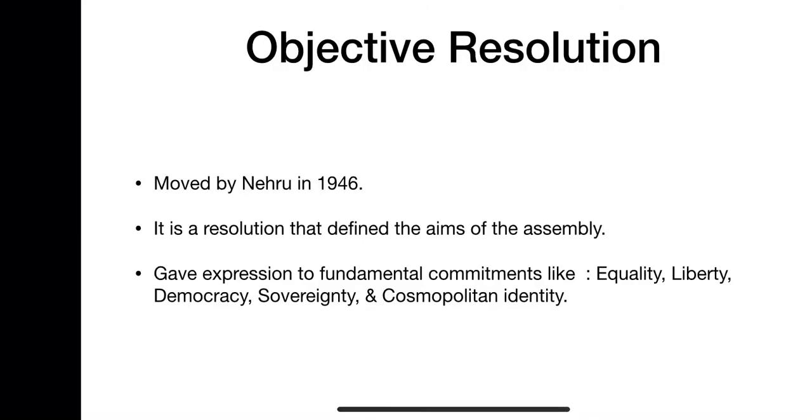So our Indian Constitution had a long history. It was formed under a lot of pressure. It was also based on the historical nationalist movement and Indian circumstances. So during the formation of Indian Constitution, it was also incorporated with the values of the objective resolution. This resolution was an idea moved by Nehru in the year 1946. It is a resolution that defined the aims of the assembly. It also gave expression to fundamental commitments like the ideas of equality, liberty, democracy, sovereignty, and cosmopolitan identity.